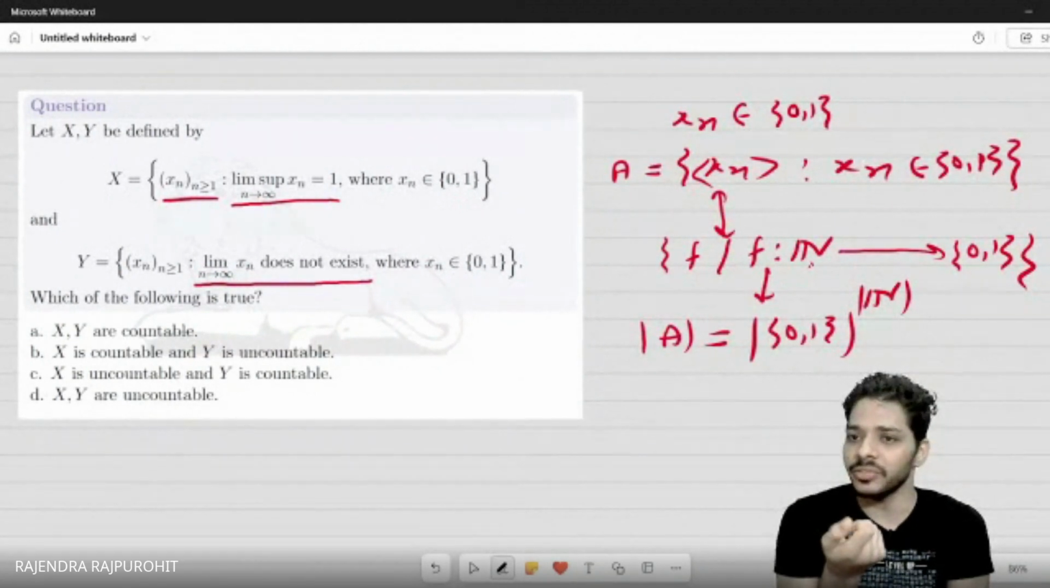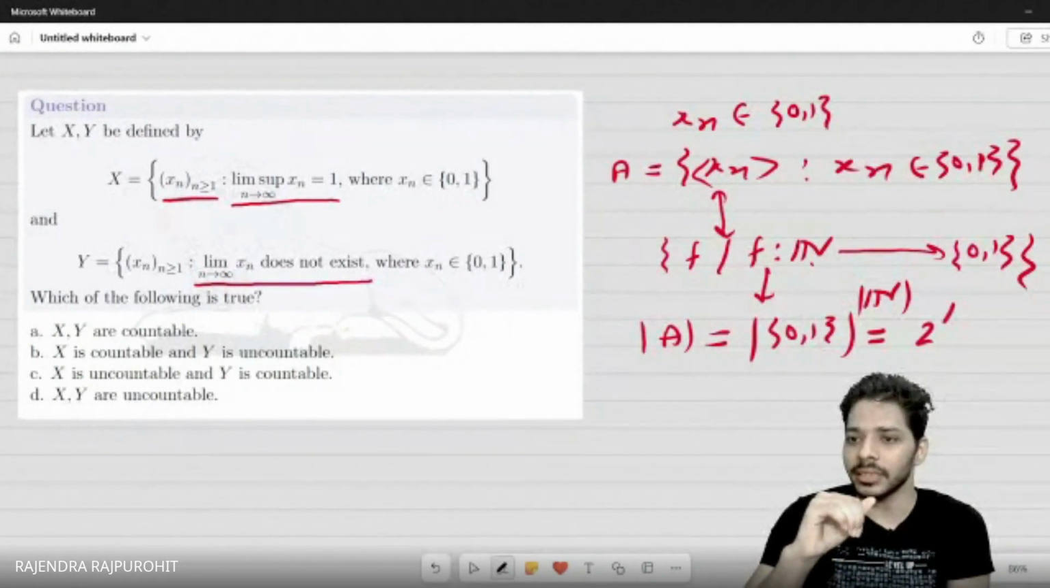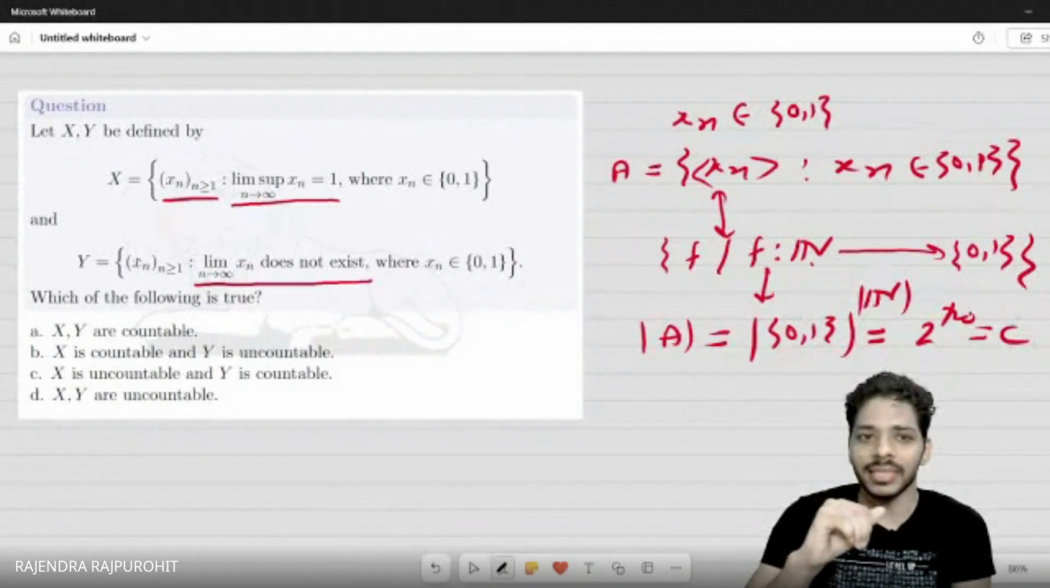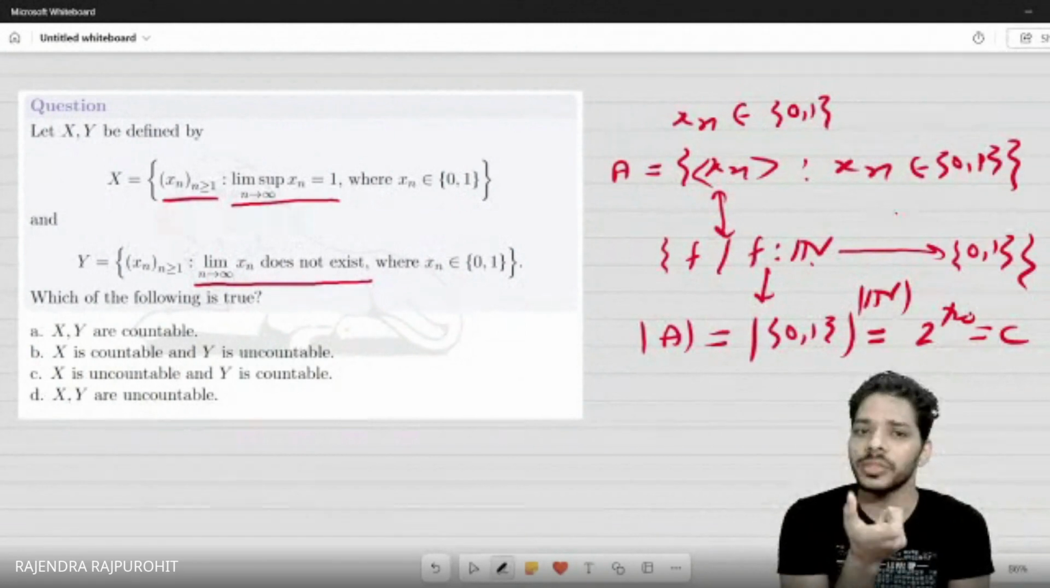Okay, if you take functions from A to B, then the cardinality is cardinality of B to the power cardinality of A, right? And thus you get 2 to the power aleph naught, which is continuous. So this set, if you take all the sequences, is uncountable. Now they are putting restrictions over this set only.